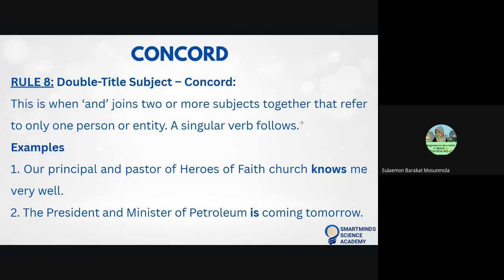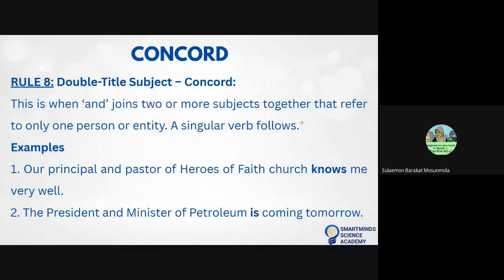Just like most times you have your dad as your teacher. Has it ever happened to you? Your dad or your mom or your uncle, your family member will be your teacher, or somebody in a particular position. So you say, my uncle and vice principal is here. My uncle and vice principal is here. That means your uncle is the same person as the vice principal. So when two titles refer to just a single person, that is when you use a singular verb.